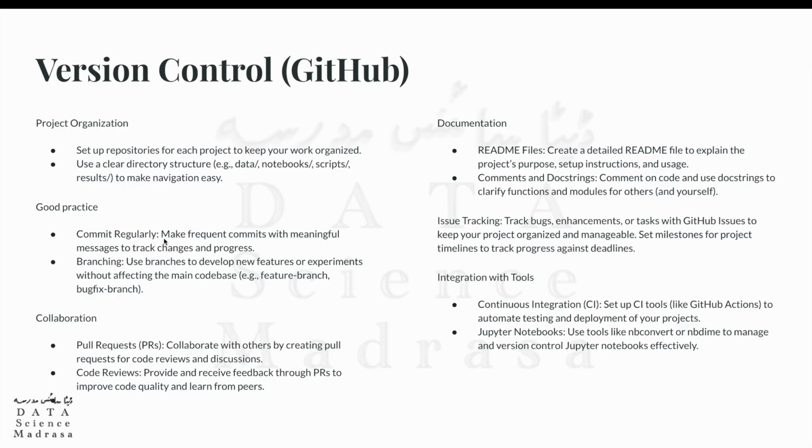It's a good practice to commit regularly, branching so that you can develop new features or experiment without affecting the main code base. You should collaborate with pull requests and collaborate with other users for code reviews and discussions, and provide as well as receive these reviews through pull requests to improve your quality of code and learn from peers.